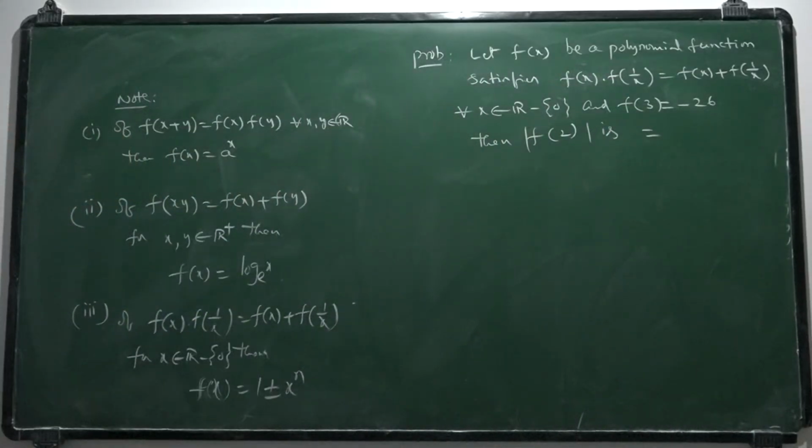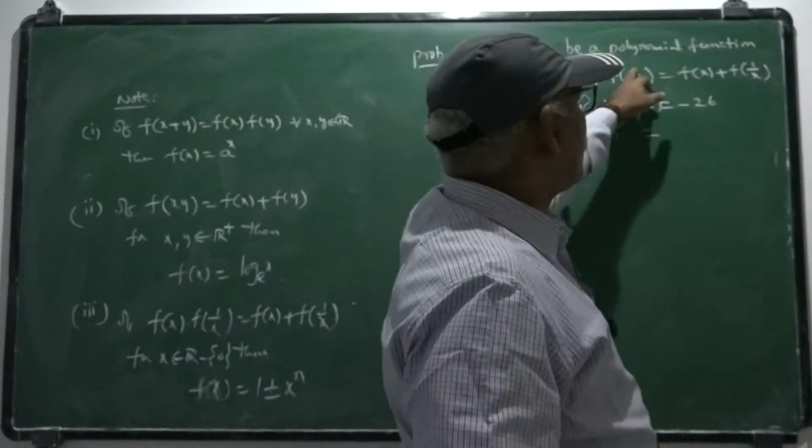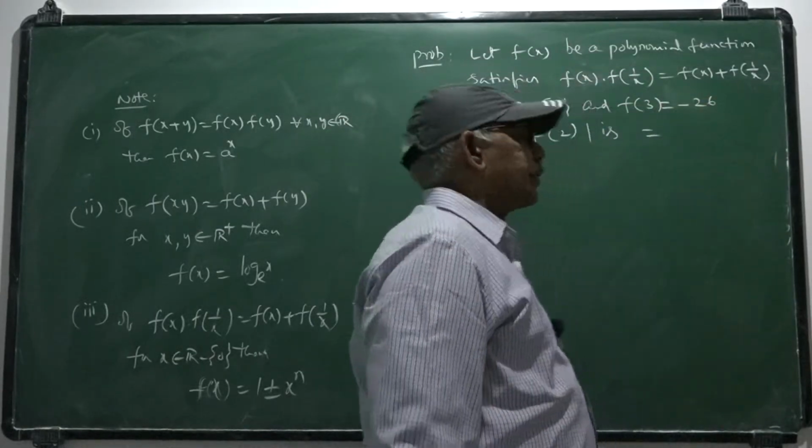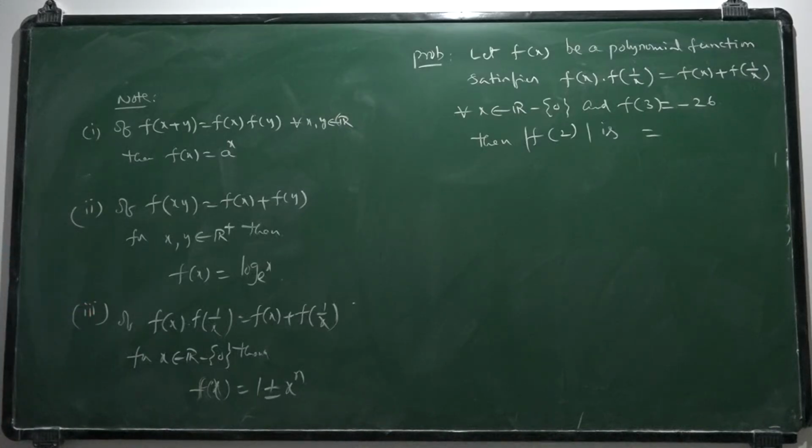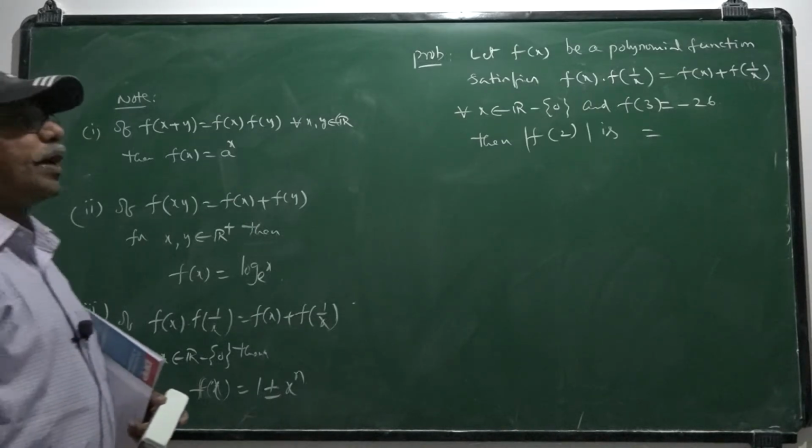This is also an integer type question. f(x) being a polynomial function satisfies the functional relation f(x)·f(1/x) = f(x) + f(1/x), which is defined for all non-zero reals. x cannot take the value 0, but the remaining real values it may take, such that f(3) is given as minus 26. Then find the modulus of f(2).